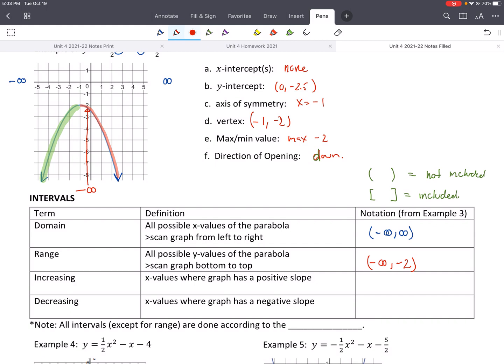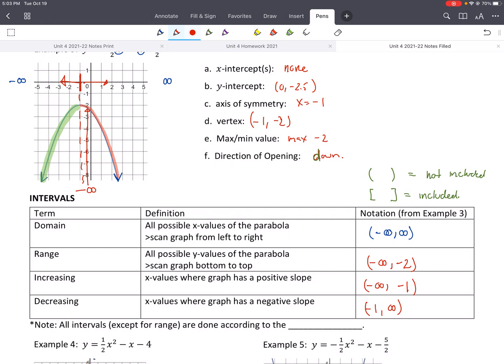So increasing, we want to write an interval for that. And again, it's all the x values. So basically, increasing is everything to that side of that axis of symmetry. So it would start at negative infinity, and it would go all the way to -1. And then decreasing would be the opposite side. It would go from -1 to infinity.